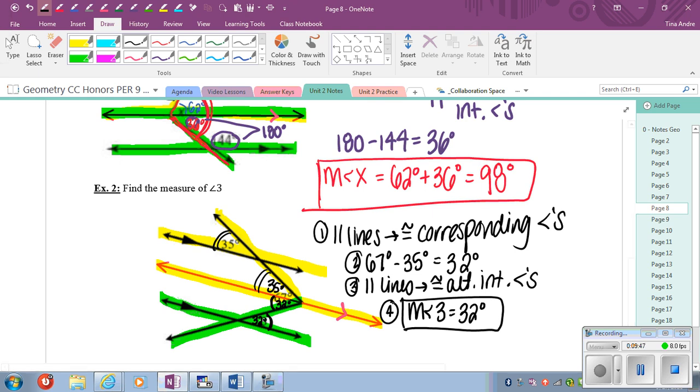So go ahead and work through the check your understanding problems. Make sure you're justifying your responses, or why you're marking things congruent or why you're doing supplementary angles as you work through it. Okay, because that'll be an important part. And then we will talk about our key ideas and check your understanding problems in class tomorrow.